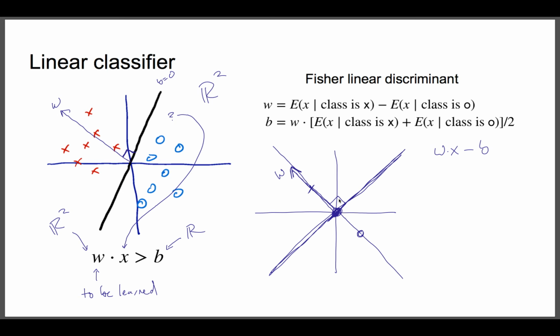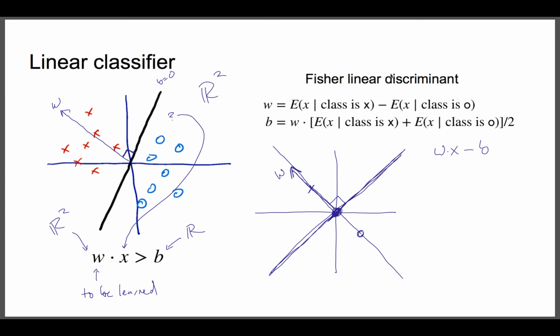All right, so that's a bit of geometry that hopefully you've seen something like this before. The definition of the perpendicular bisector is basically the line that's perpendicular to the line between 2 points and goes exactly halfway between them. All right, and that's what the Fisher linear discriminant is. It just learns the perpendicular bisector between the 2 class means.